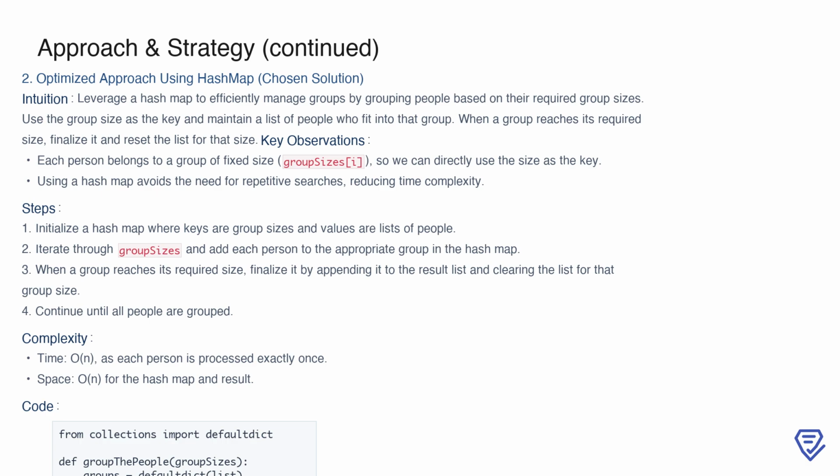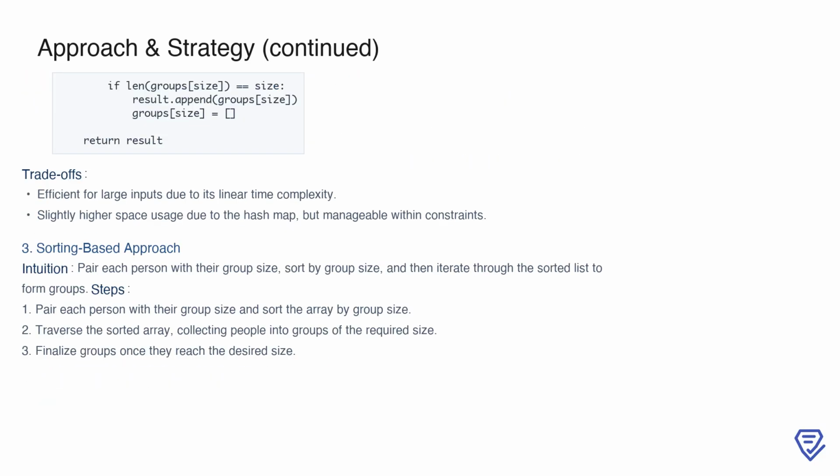Here's a snippet to illustrate the first part of the implementation. We initialize a hash map using collections.defaultdict and iterate through the input, appending each person to their respective group. As the process continues, we check if the current group has reached its required size. If it has, we finalize the group by appending it to the result list and resetting the group in the hash map to an empty list.